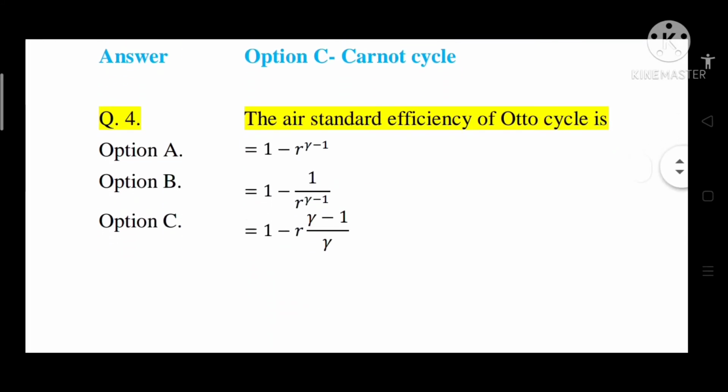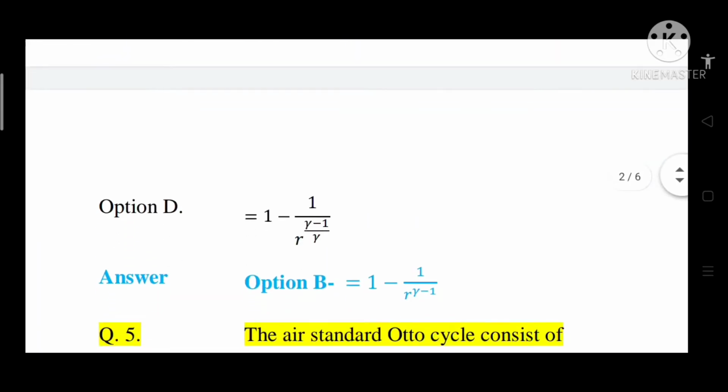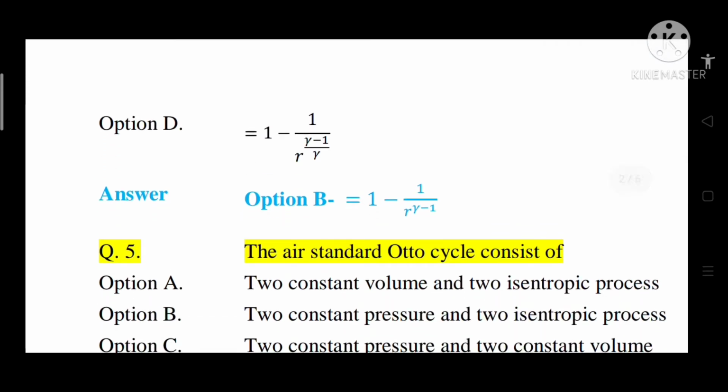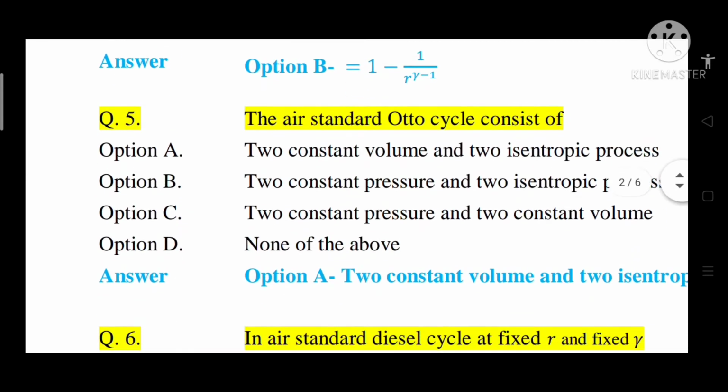Question number 4. The air standard efficiency of the Otto cycle is what? Option A 1 minus R raised to gamma minus 1. Option B 1 minus 1 divided by R raised to gamma minus 1. R means compression ratio. Option C 1 minus R into gamma minus 1 divided by gamma. Option D 1 minus 1 divided by gamma raised to gamma minus 1 upon gamma. So the correct answer is option B, that is 1 minus 1 upon R raised to gamma minus 1, that is the efficiency of the Otto cycle.